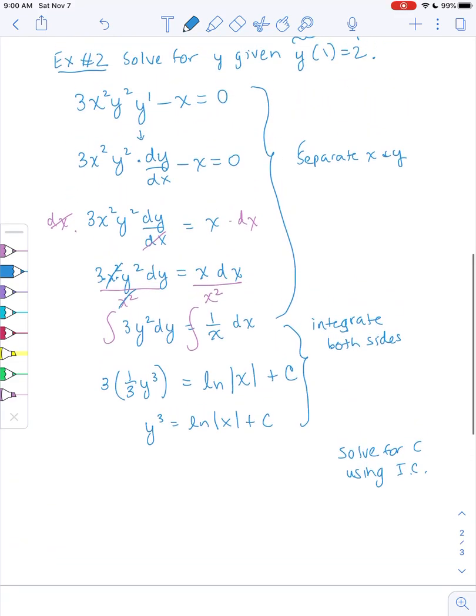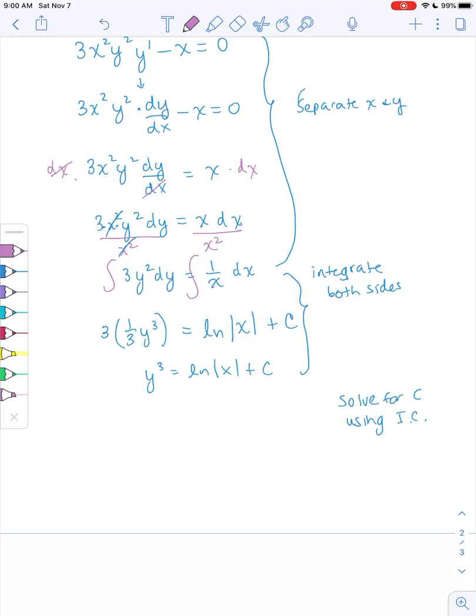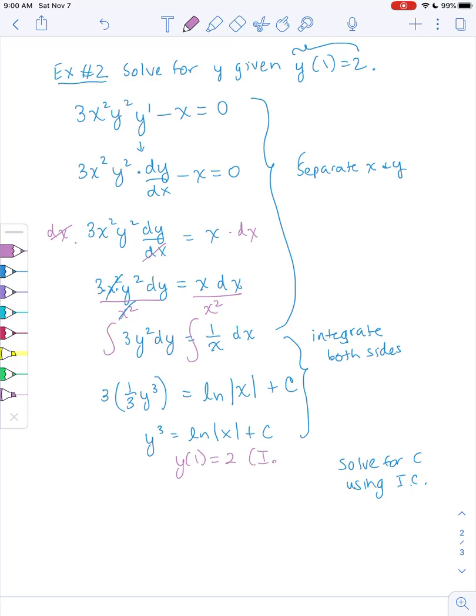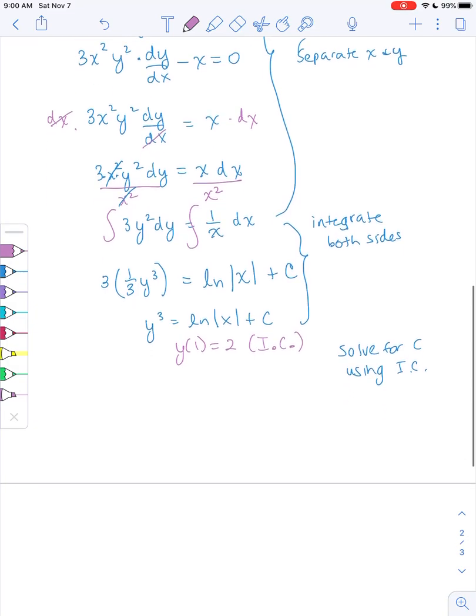Okay, at this point, I wouldn't solve for y, I would solve for c first. So going back, remember the initial condition given, y(1) equals 2, is your IC. So we're going to plug that in. If we plug 2 into y cubed, we get 2 cubed equals ln of the absolute value of 1 plus c. The absolute value of 1 is 1, and ln of 1 is 0. Remember, e to the what power is equal to 1? That is 0. So we get 8 is equal to c.